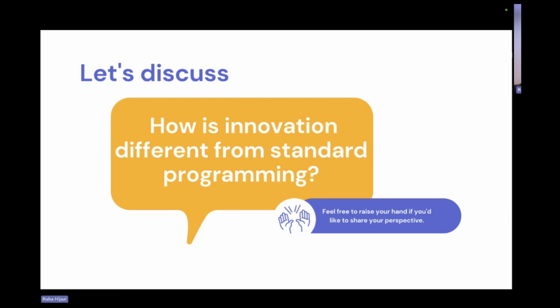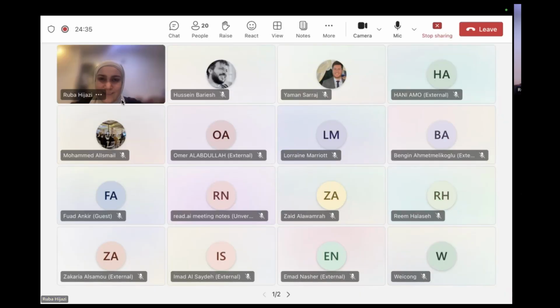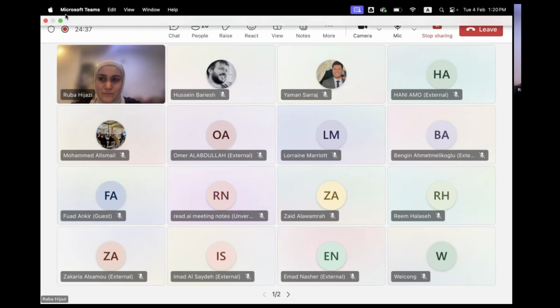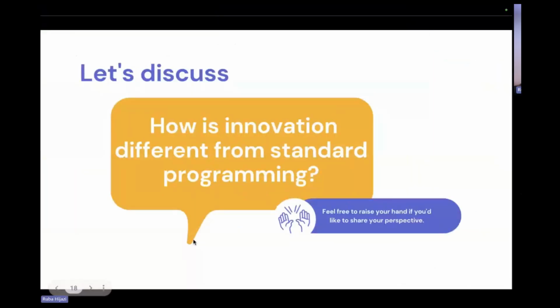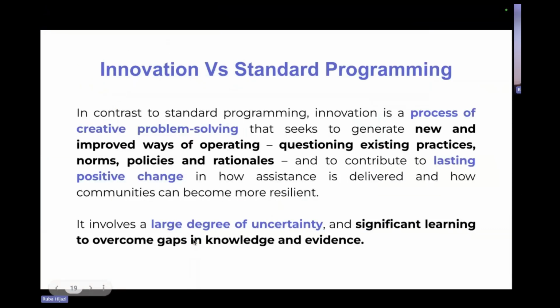So now maybe in the chat, if you can write, how do you think innovation is different from standard programming? Maybe we can get answers while going into the main things regarding how innovation is different than standard programming.